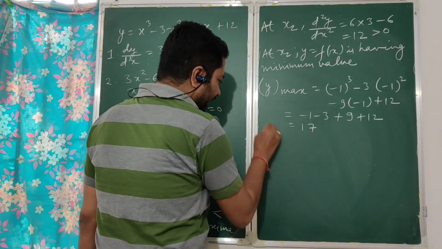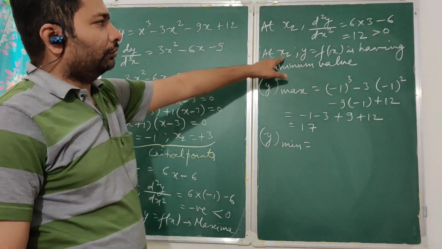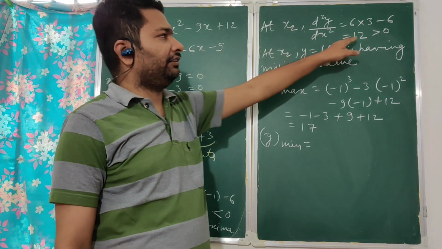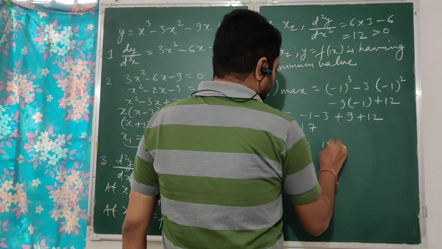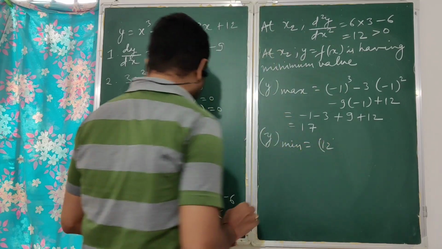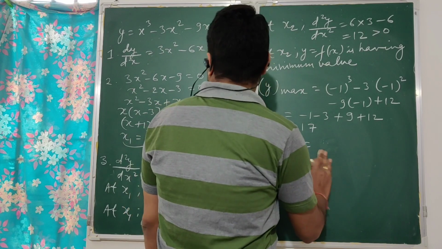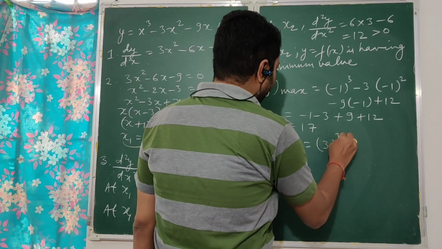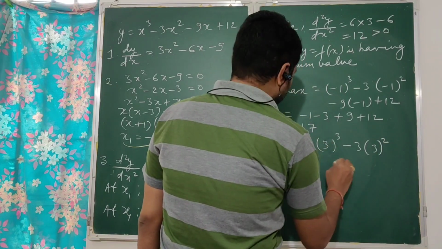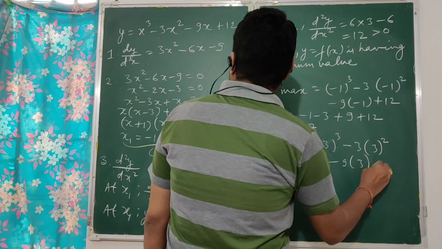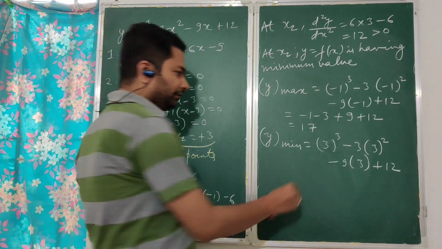What about the minimum value of the function? You are getting the minimum value of the function at x2, that is at x is equal to 3. So we will put it here: 3 cube minus 3 into 3 square minus 9 into 3 plus 12. So this is the minimum value. So let us see if we are getting it.